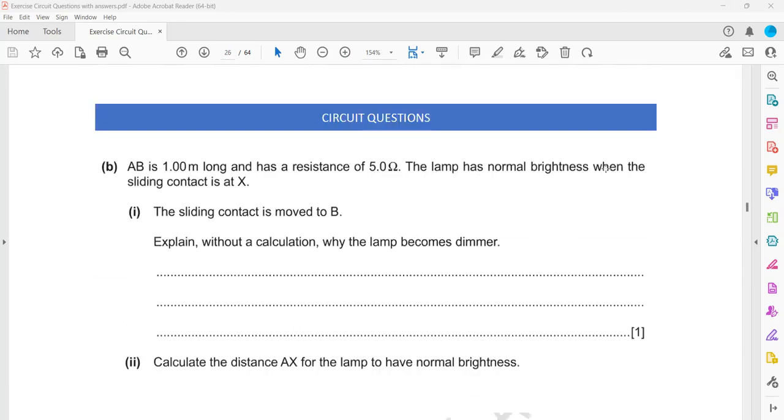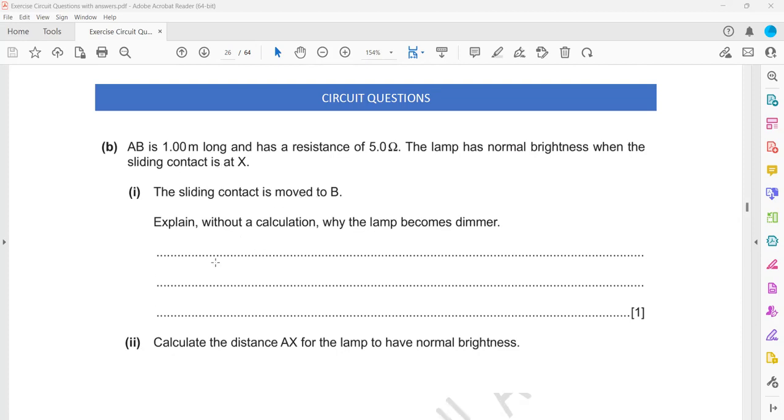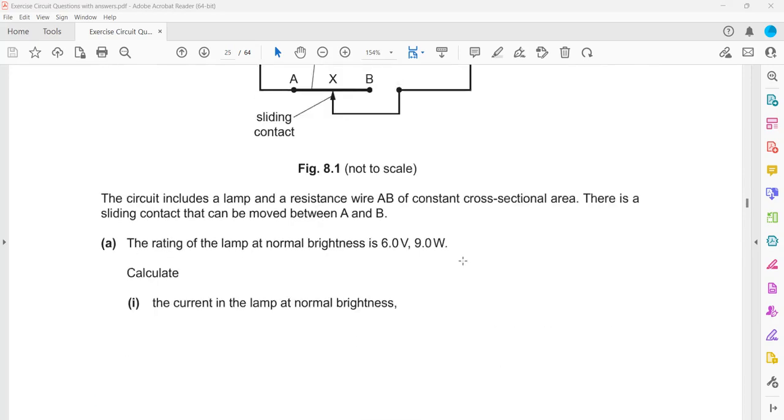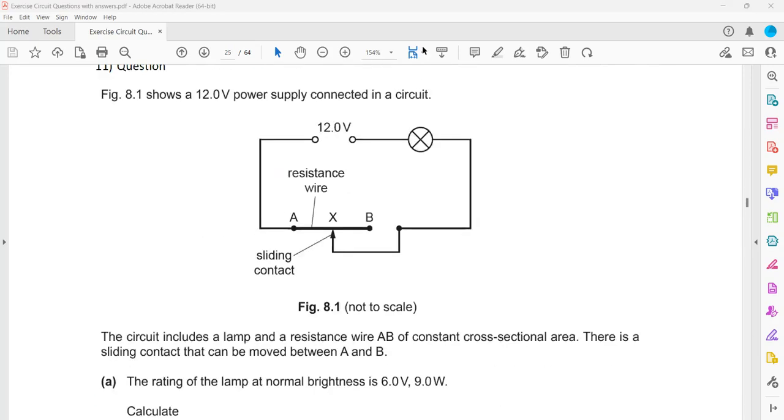The lamp has a normal brightness when the sliding contact is at X. The sliding contact is moved to B. Without calculation, why does the lamp become dimmer? You don't have to do any calculation. You just have to tell why the lamp will become dimmer. If you move the sliding contact towards B, what will happen?